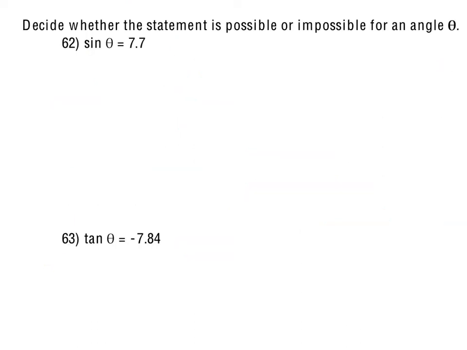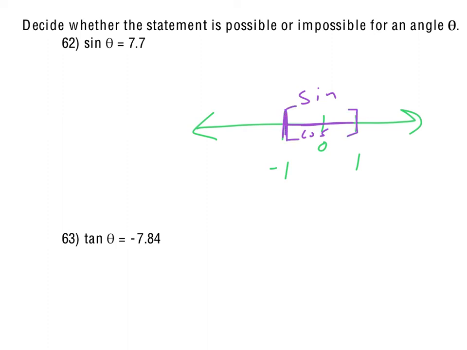That brings us to our final 2 questions, just determining whether the statement is possible or impossible for an angle theta. So really we're talking about, do you know the ranges for the trig functions? The sine values, just like the cosine values, so I'm going to digress a little bit here. Sine values, I'm just going to put -1, 1, I'll just throw 0 in there as well. Sine values go from -1 to 1, just like the cosine values do. So it looks like that. So sine goes from -1 to 1.